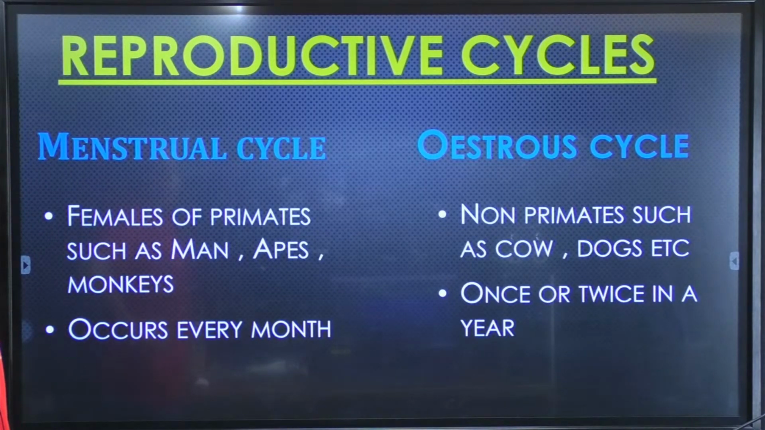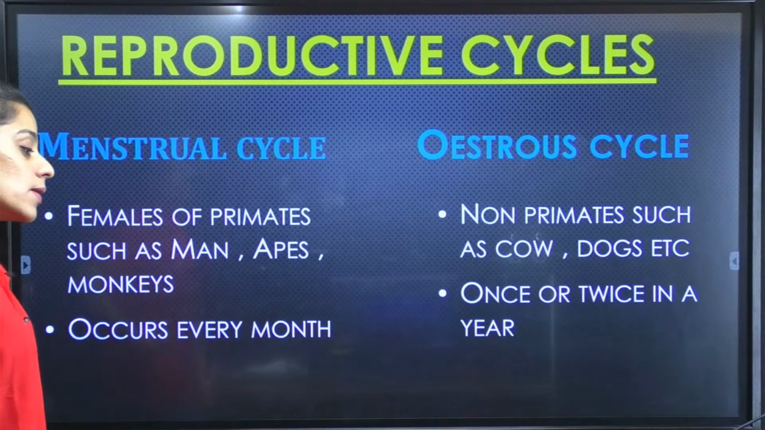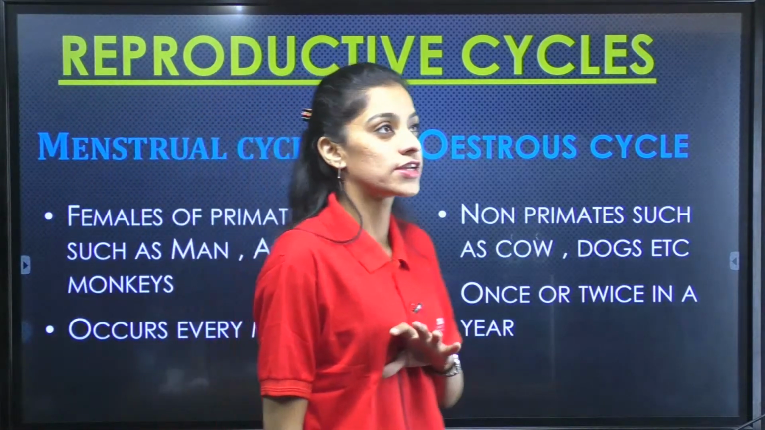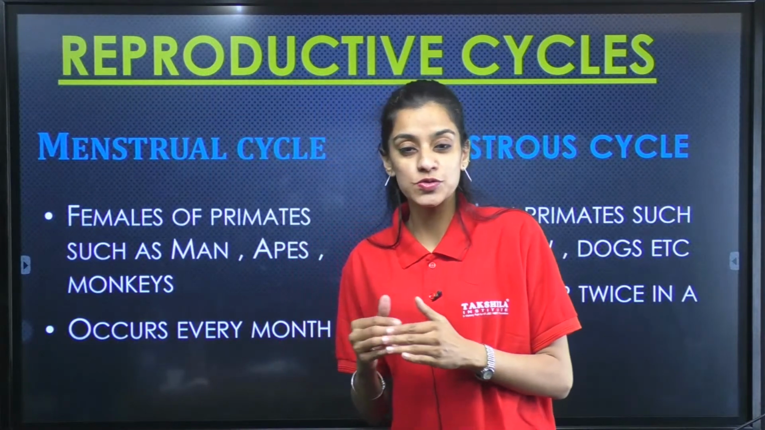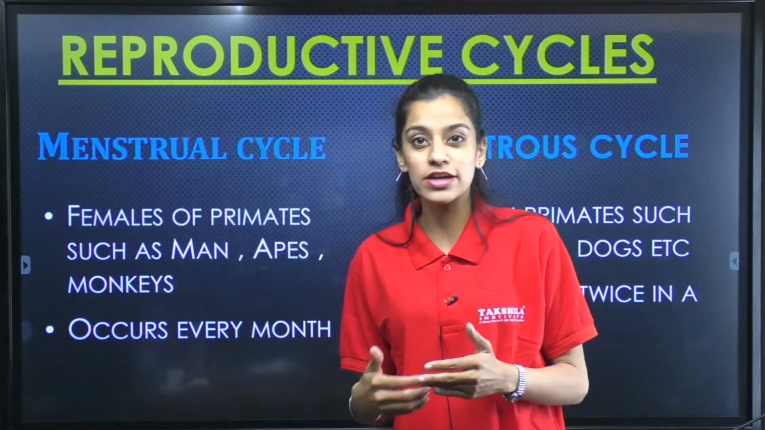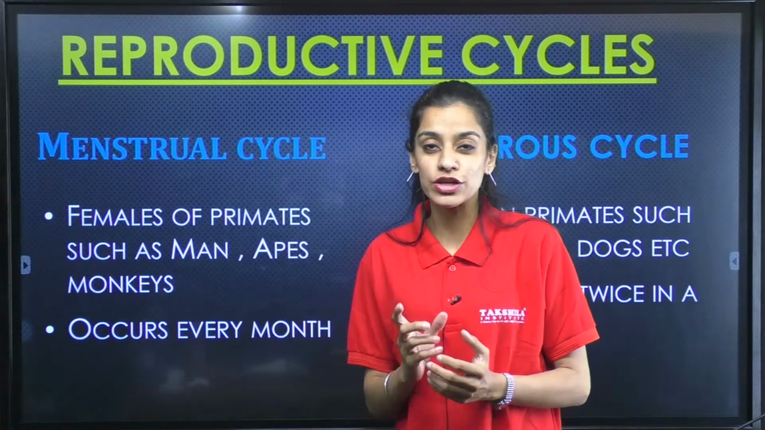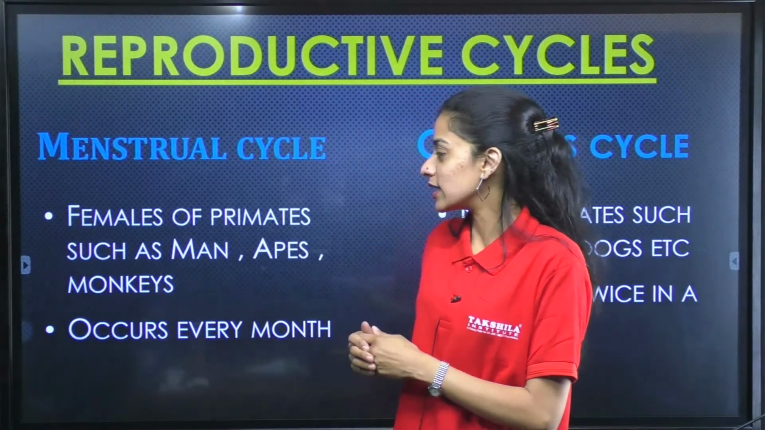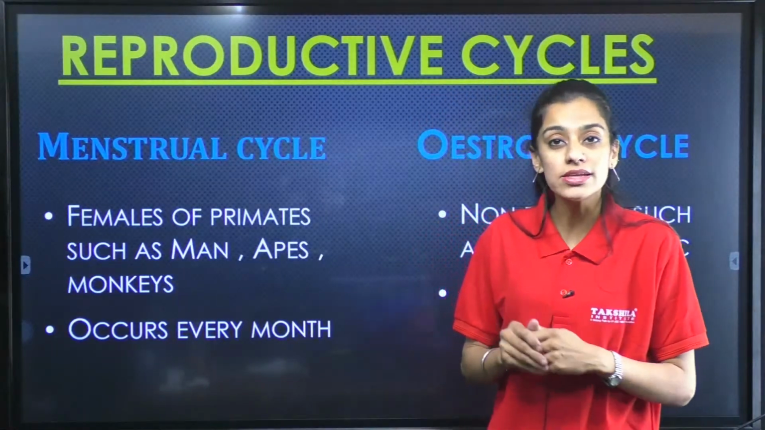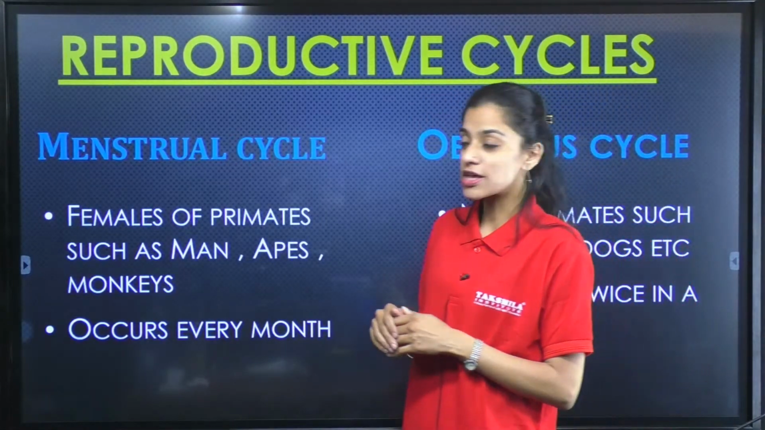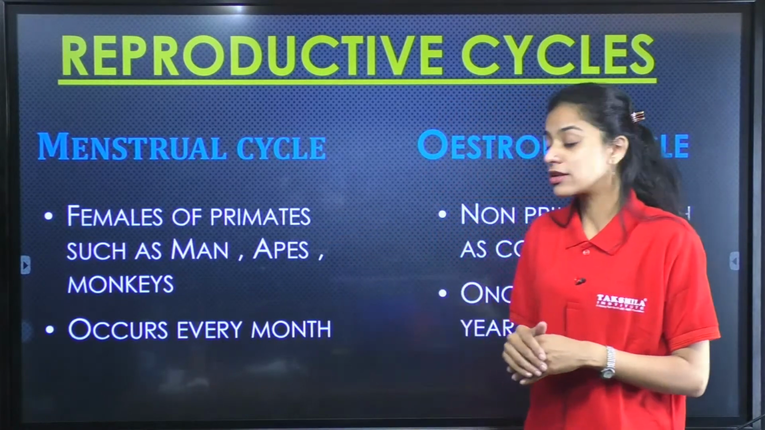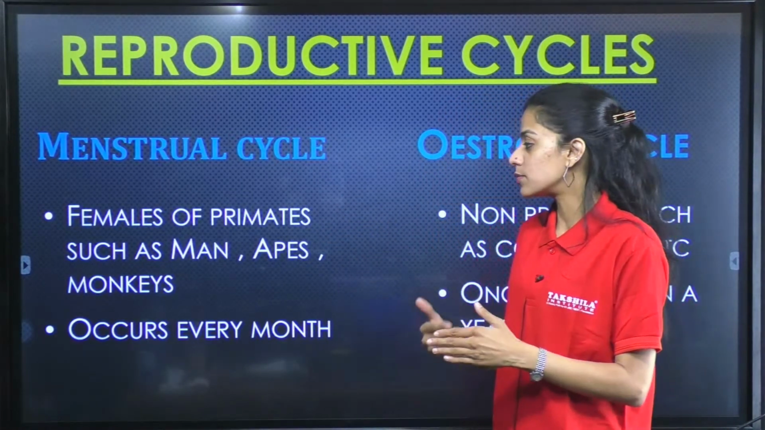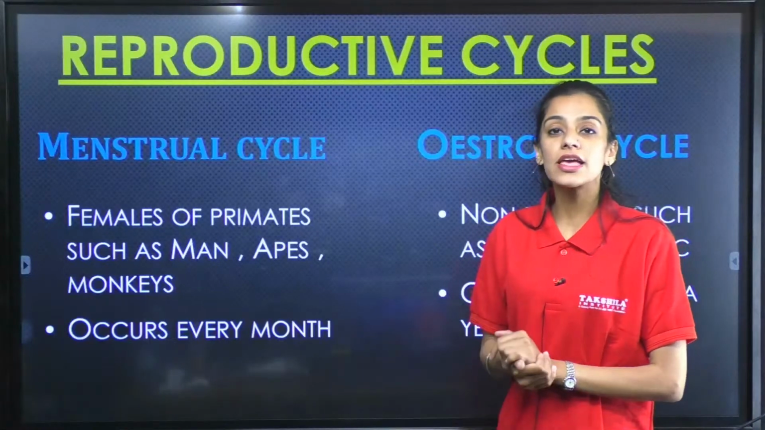So the menstrual cycle: females of the primates, which belong to mammals, undergo a monthly reproductive cycle, which is known as the menstrual cycle. For example, humans, apes, and monkeys, and it occurs every month.